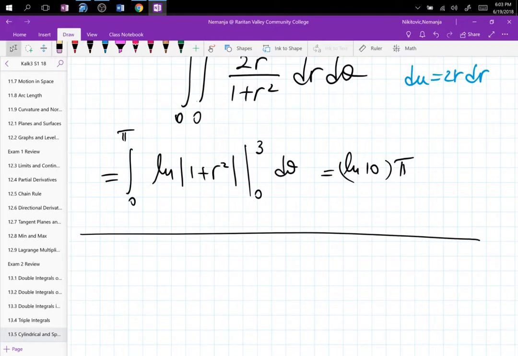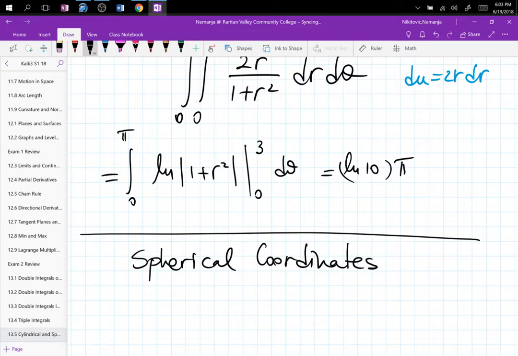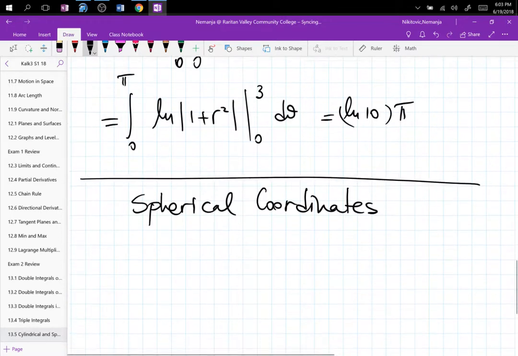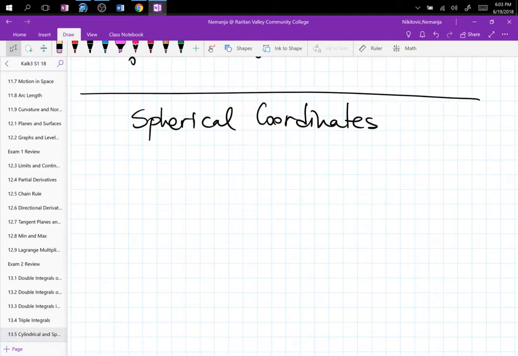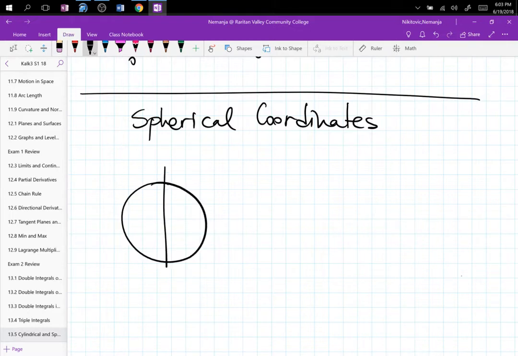So, spherical coordinates. Now, these coordinates are a little bit tougher to understand because these coordinates have two angles. There is angle theta, and then there is angle phi. And you have to work with both of those to be successful with spherical coordinates. So first of all, behold a sphere.